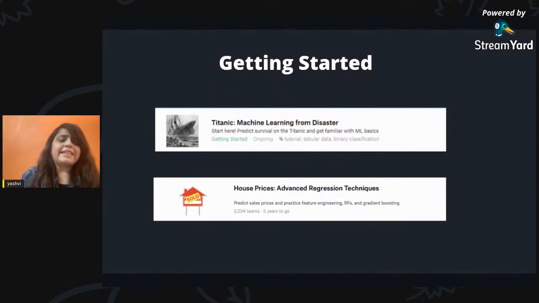After completing the Titanic data set, you can do the house price advanced regression techniques competition. This is a little bit more complex, a little bit harder data set than the previous one because it has so many features, and you will learn about feature engineering, dimensionality reduction, gradient boosting, and random forest. You will get to learn about these concepts in this competition. So you can definitely try these two competitions.